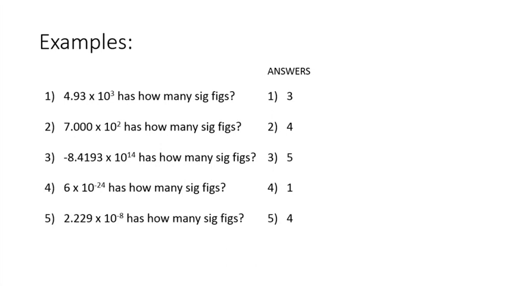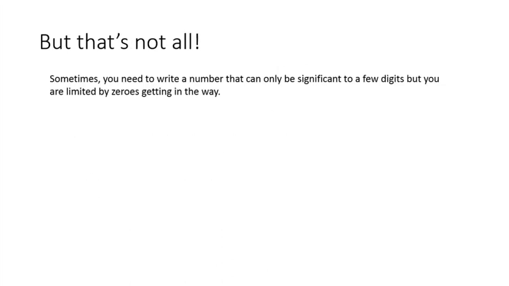And that's kind of why I said, if you always convert to standard scientific notation, you will always, always, always be able to figure out how many significant figures you have, because whatever that factor number 1 is, just count the digits there, and you will have the number of significant figures that you have. But that's not all. Sometimes you need to write a number that can only be significant to a few digits, but you are limited by zeros getting in the way.